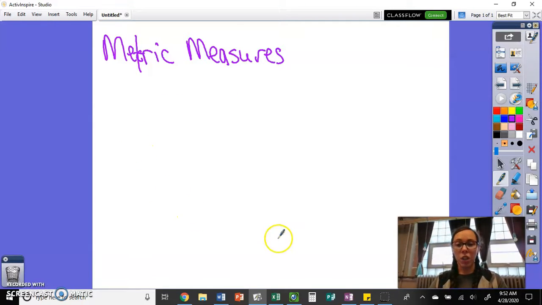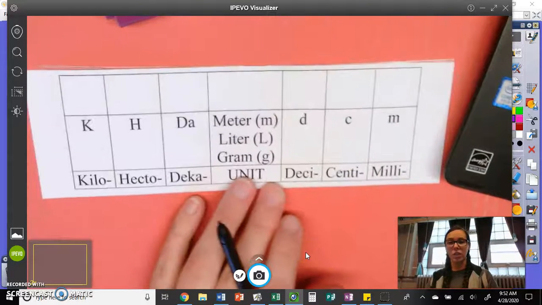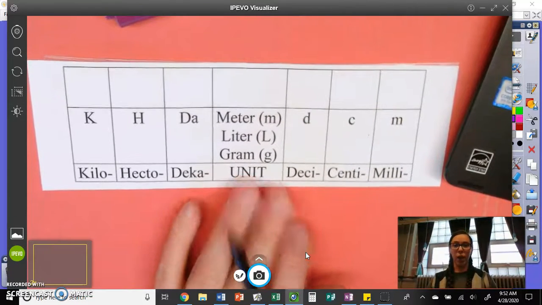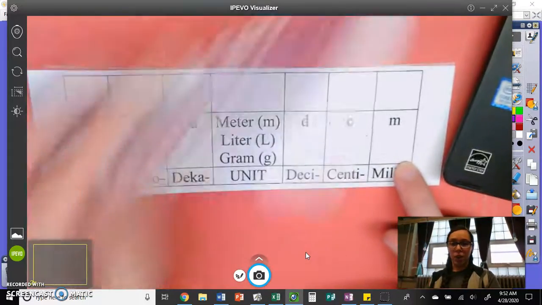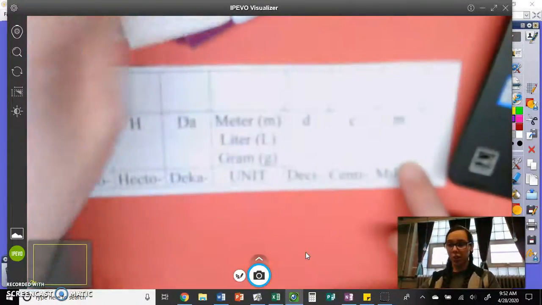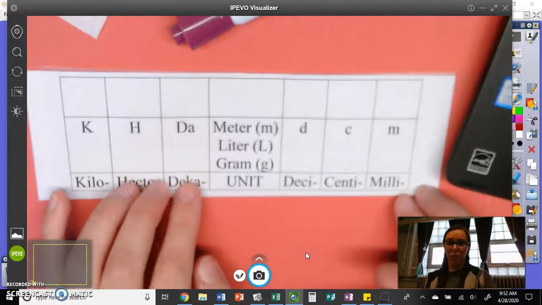So the very first thing I want you to do is to look at the math stuff you got this week and find this little chart. Okay? I put some tape on here so that you can use dry erase markers on it, and then a tissue will erase for you. But let's just talk about this metric system deal right here.